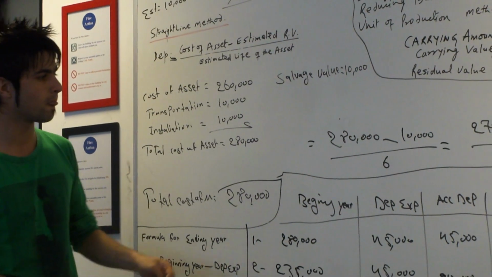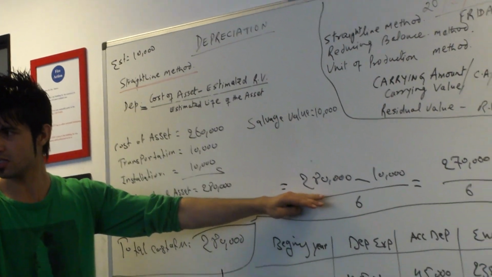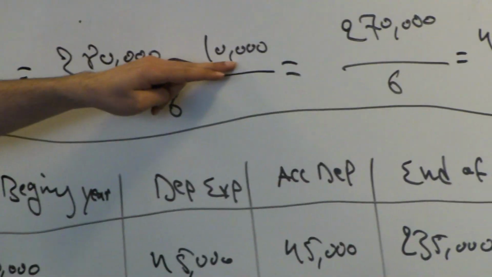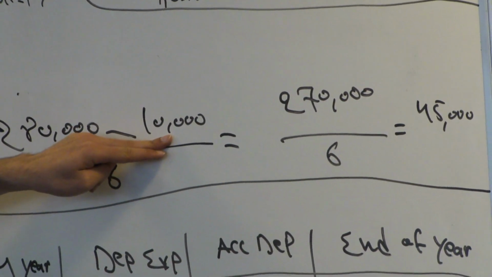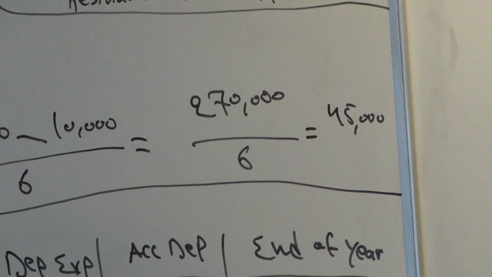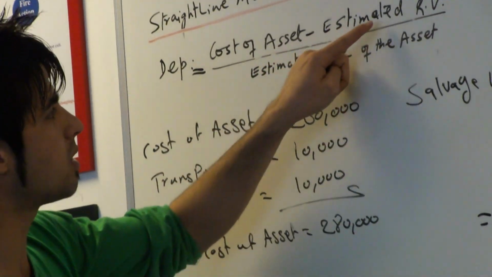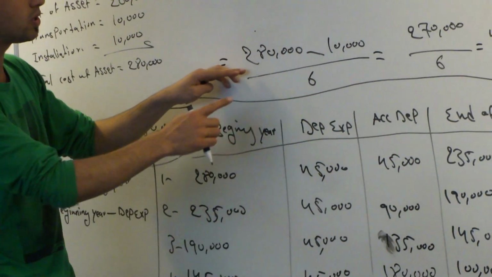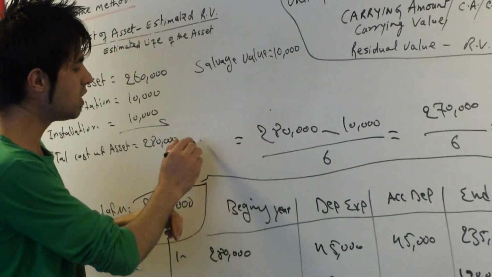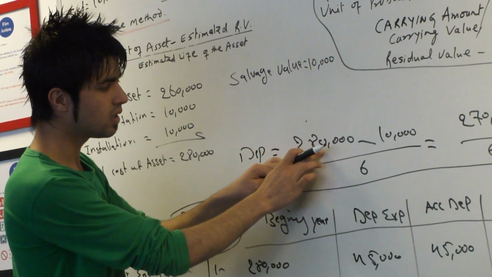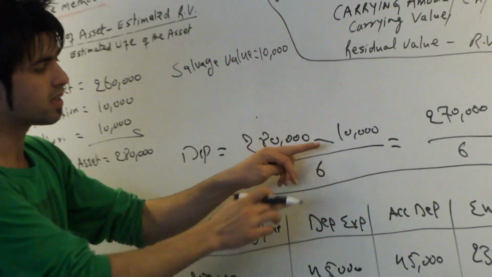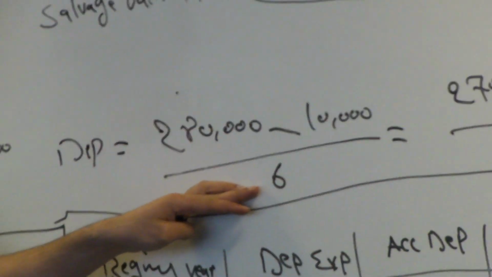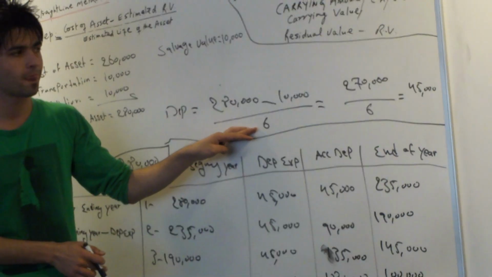Now how do we do it? How much did that all cost us? 2,300,000. How much was the salvage value or estimated value? 10,000. As the formula is here, cost of asset minus estimated value divided by estimated life of the product. So now we do this one the same. Depreciation is equal to this amount minus 10,000 salvage value divided by 6 years. Life is for 6 years.